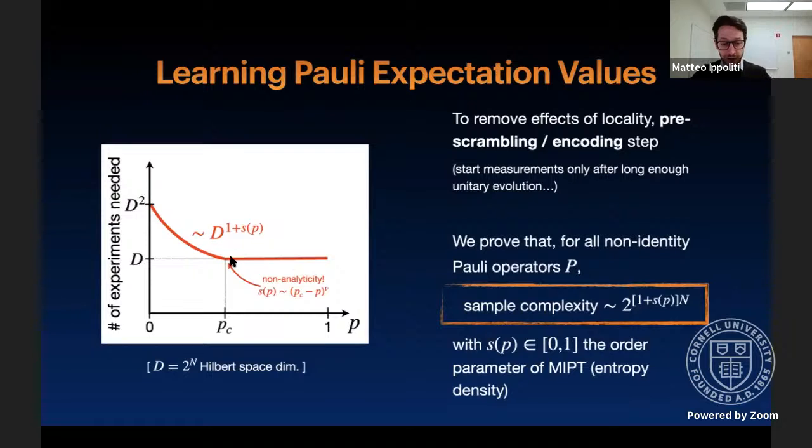We show that the sample complexity here undergoes a sharp change, but it is exponential on both sides. It is basically 2 to the n in the so-called easy phase, in the phase of efficient learning, and then it transitions non-analytically at this critical point to something that scales as 2 to the n to some power greater than 1. This power is 1 plus s, where s is the entropy density, which is the order parameter of that entangling phase, which again sets in non-analytically at this point. So things become exponentially harder in the low measurement phase, but they were already hard to begin with. So this is not such a qualitative phase transition.